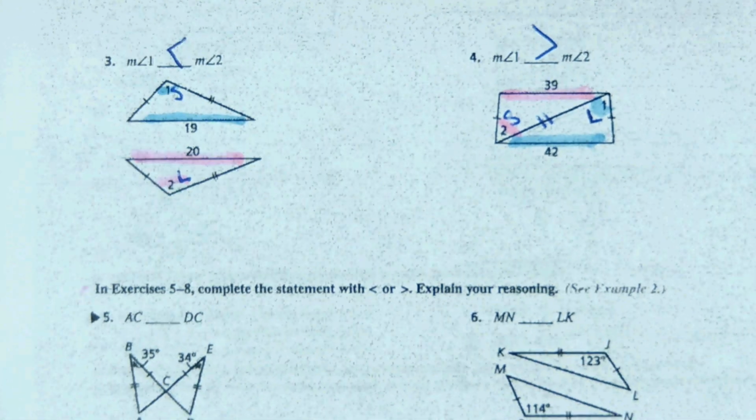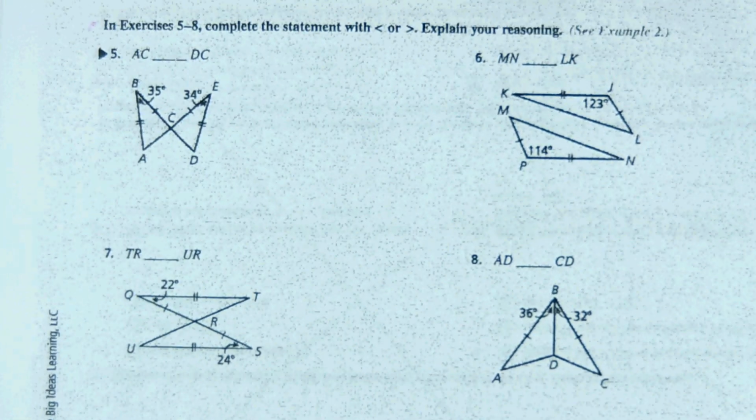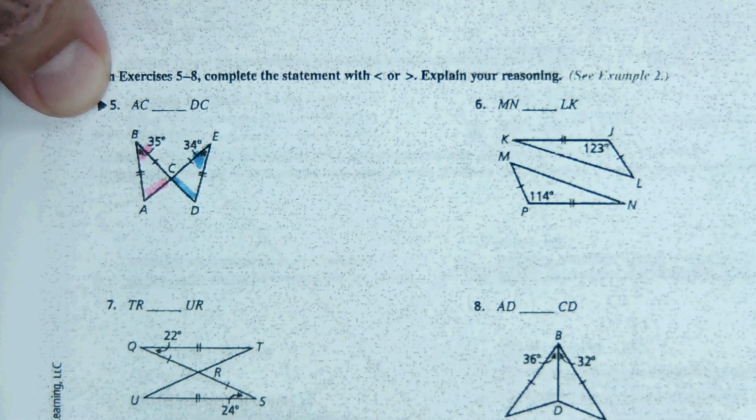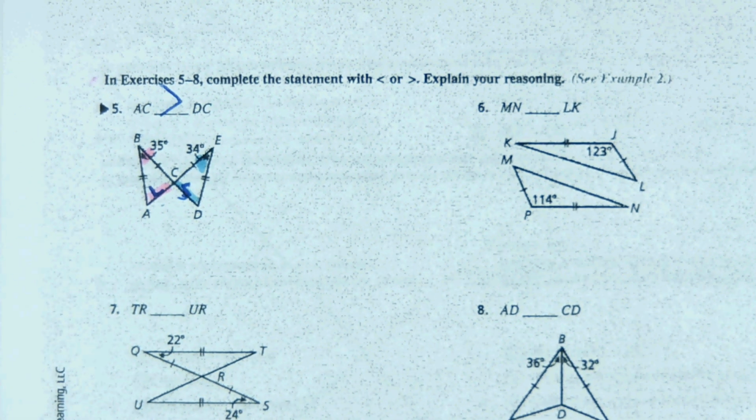Okay. Moving down to the bottom. Same idea. Now we're looking at segment lengths based on the angle. So it's same thing, just a little bit backwards. Let's see. So this corresponds with this. This corresponds with this side. So since 35 is bigger than 34, this would be longer, and this would be shorter. So AC is greater than DC.